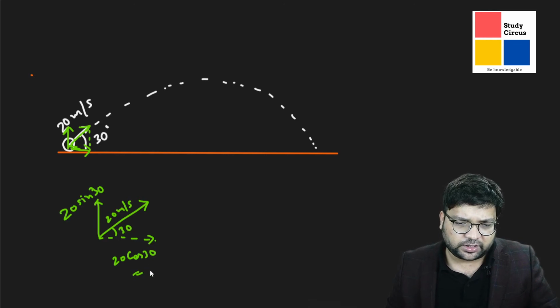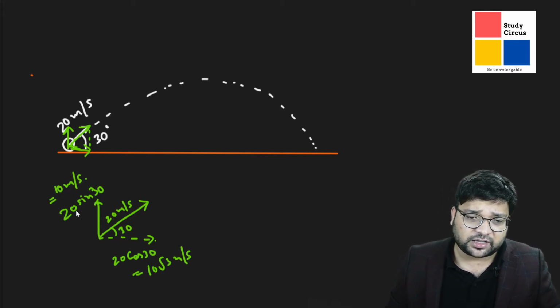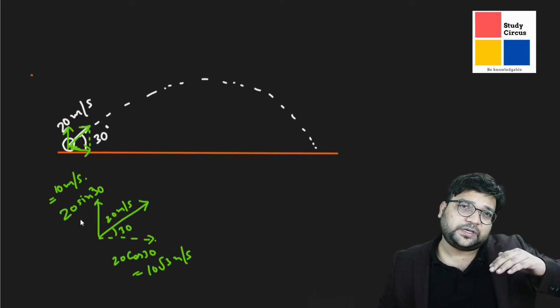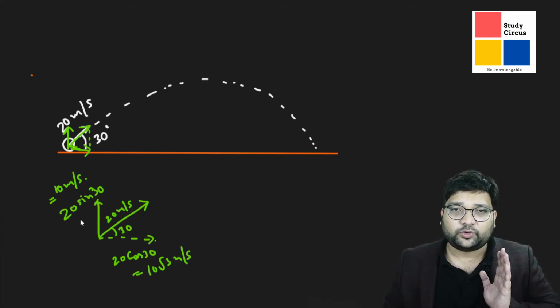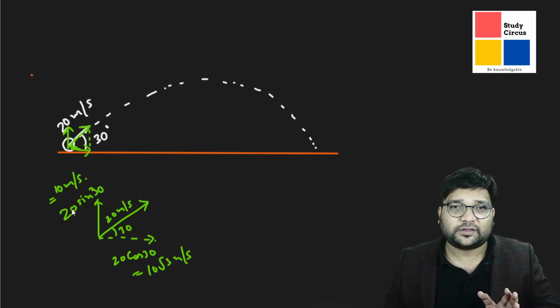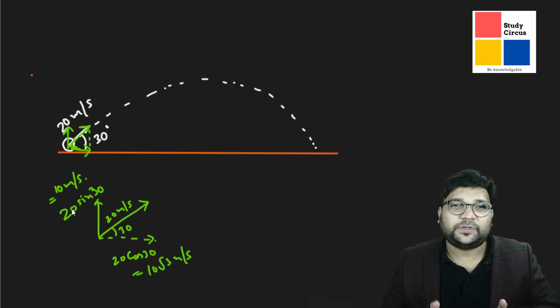That is how much? Cos 30 is root 3 by 2. So this is 10 root 3 meters per second. This is 20 sine 30. That is 10 meters per second, right? Because sine 30 is half. So the upward speed initially was 10 meters per second, and the horizontal speed is 10 root 3 meters per second. Now these components will change only if there is some acceleration, because acceleration is what is responsible for a change in speed or velocity, right?